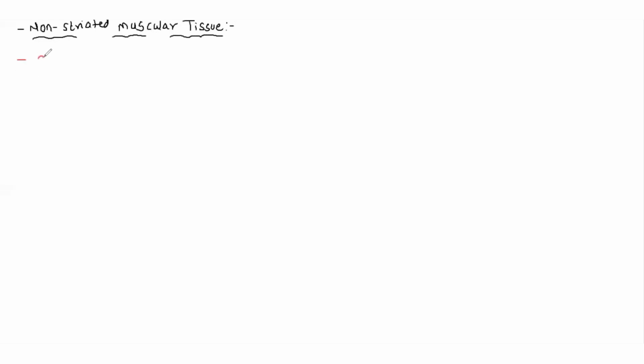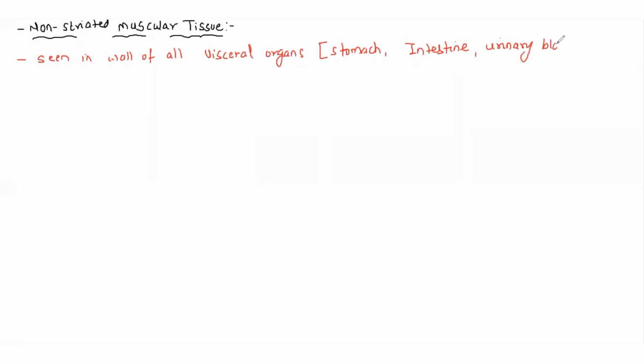So where is it seen? It is seen in the wall of all visceral organs. Visceral organ means what? The important organs. Like your stomach is one of the visceral organs. Even your intestine, whether small or large, is one of the visceral organs. Even the urinary bladder is one of the visceral organs.